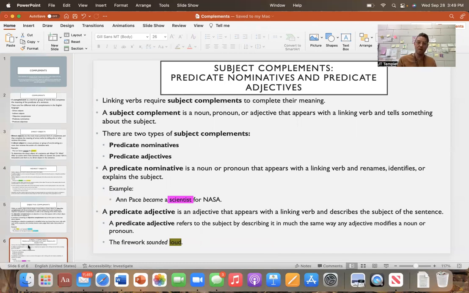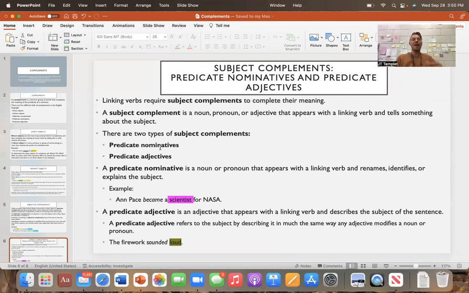Dave is a swimmer. There are two subject complements, and those are predicate nominatives and predicate adjectives. Linking verbs require subject complements to complete their meaning. A subject complement is a noun, pronoun, or adjective that appears with a linking verb and tells something about the subject. There are two types: predicate nominatives and predicate adjectives. Predicate nominative is a really fancy way of saying it's a noun or pronoun with a linking verb. That's it. And a predicate adjective is an adjective.